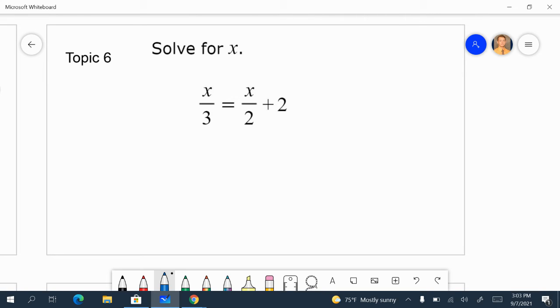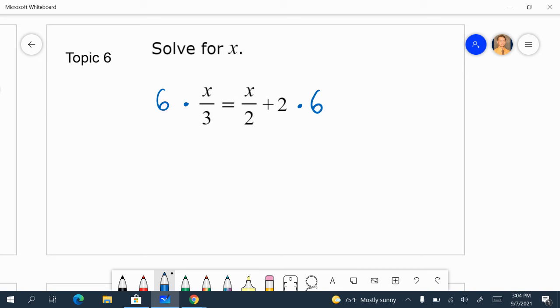For topic number 6, I didn't fill this one out yet because I wanted to go through it, but I see that we have a couple of denominators here. We've got a 3 and a 2. To get them out of the denominator, we're going to need to multiply everything by a number that those two numbers both go into. So for me, I think immediately, let's multiply by 6. 6 is a number that both of those denominators go into, and all I did to get there was multiply 3 times 2.